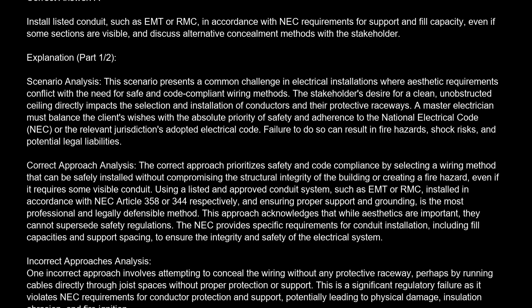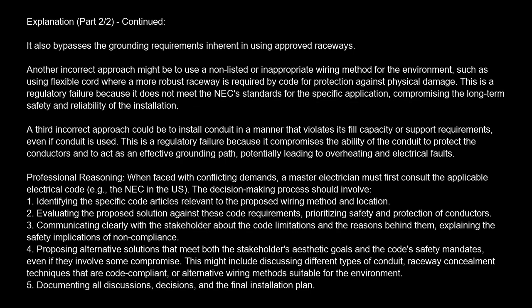One incorrect approach involves attempting to conceal the wiring without any protective raceway, perhaps by running cables directly through joist spaces without proper protection or support. This is a significant regulatory failure as it violates NEC requirements for conductor protection and support, potentially leading to physical damage, insulation abrasion, and fire ignition. It also bypasses the grounding requirements inherent in using approved raceways.